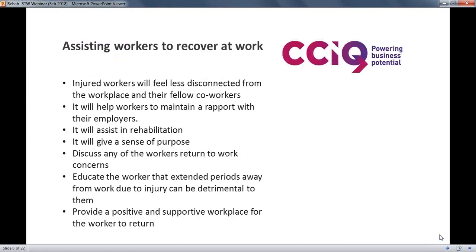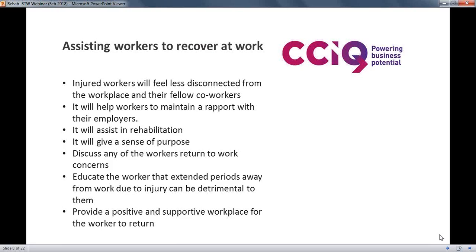So in assisting workers to recover at work, there is an obligation under the Workers' Compensation and Rehabilitation Act, the state legislation, that employers have an obligation to take all reasonable steps to assist or provide the worker with rehabilitation for the period of the person's compensation, so for the life of the claim.